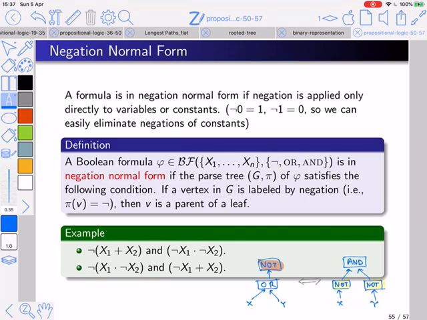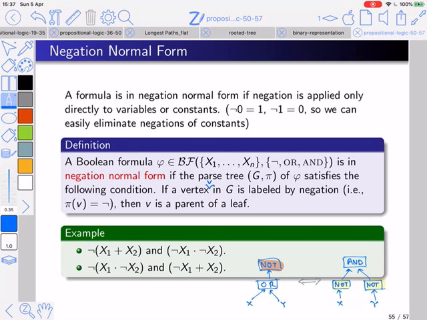normal form if the parse tree of phi satisfies the following condition. If a vertex V in the parse tree is labeled by negation, then V is a parent of a leaf.